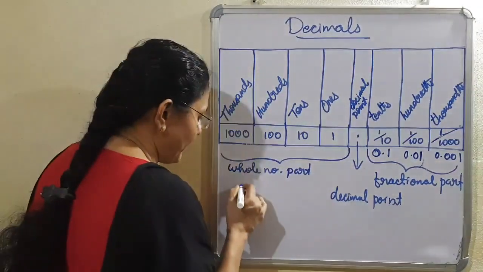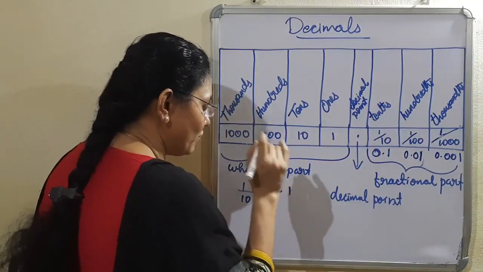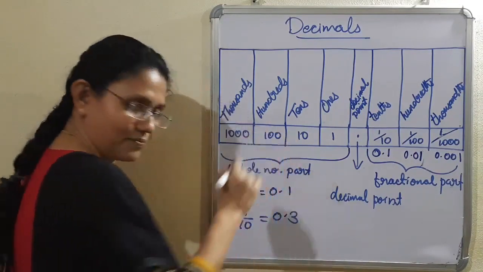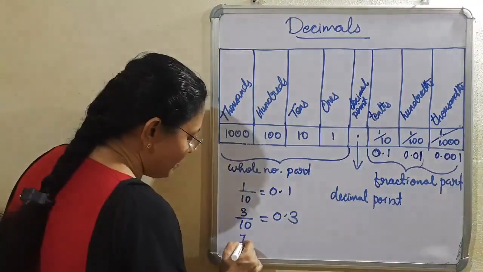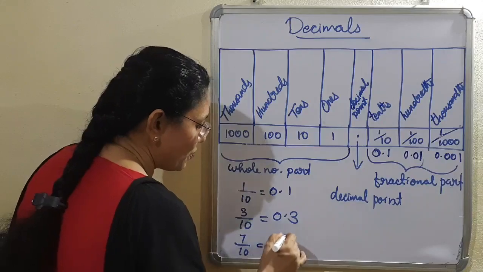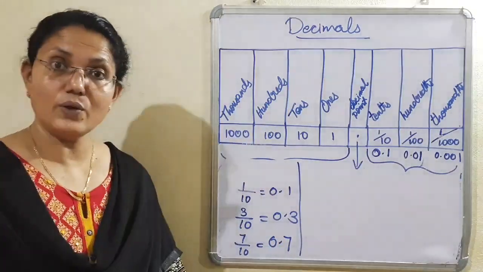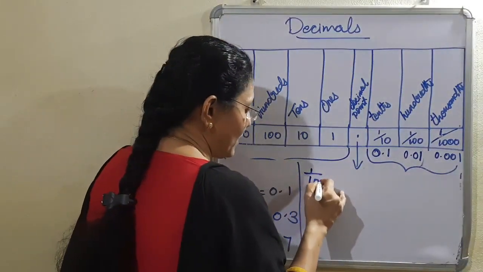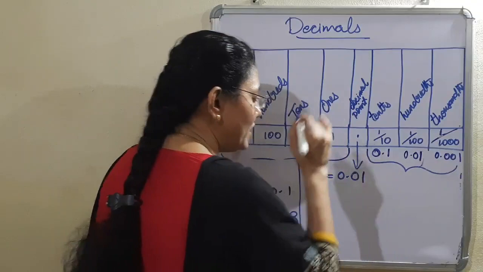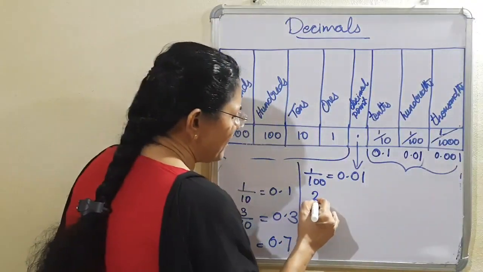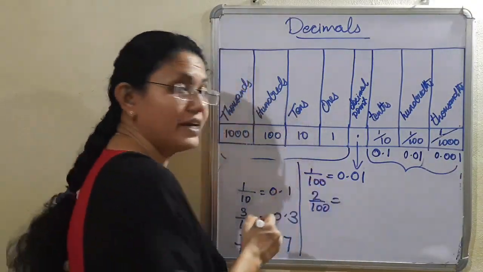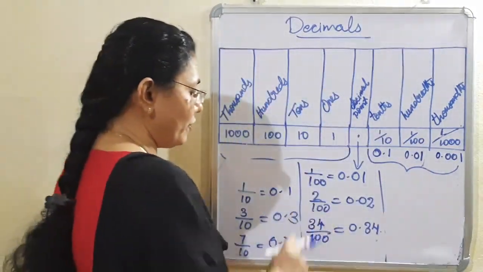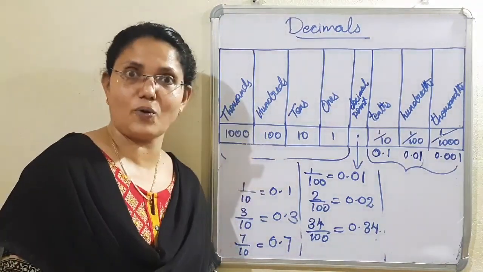Now the value comes out of 10. Already we studied 1 by 10 is 0.1. Similarly, 3 by 10 is what? Yes, 0.3. Now 7 by 10 is what? Yes, 0.7. The value out of 100 also we can check. 1 by 100 we learned is 0.01. Similarly, what is 2 by 100? Can you tell me its decimal form? Yes, 0.02. Here 34 by 100 we can write as 0.34.